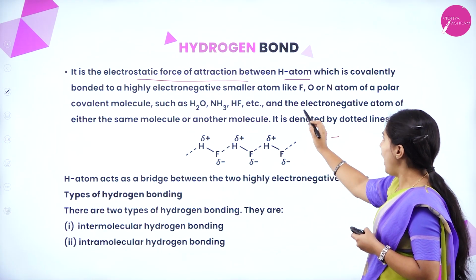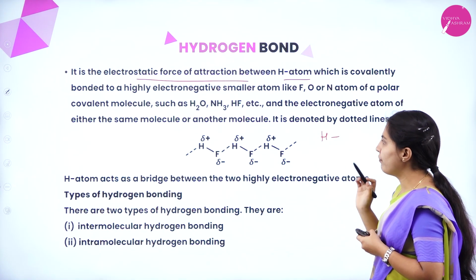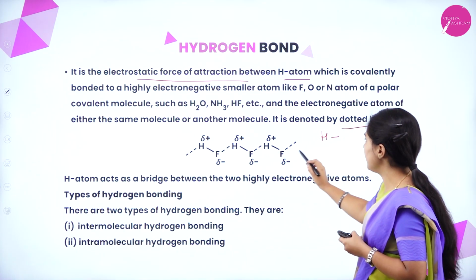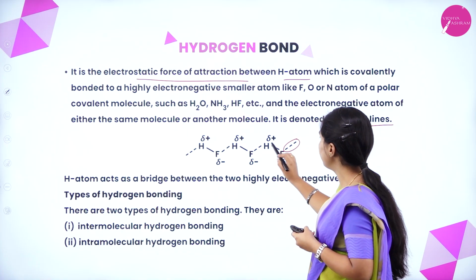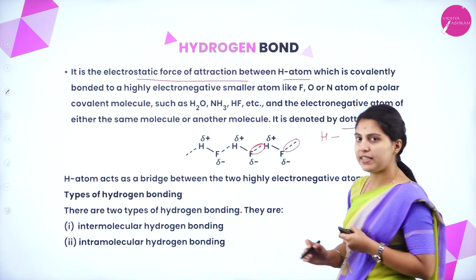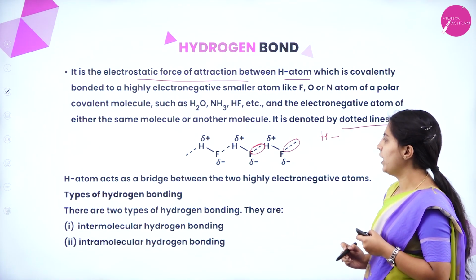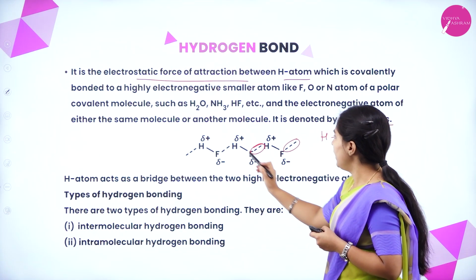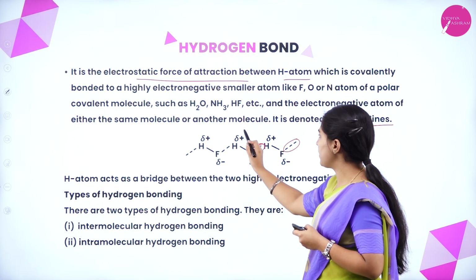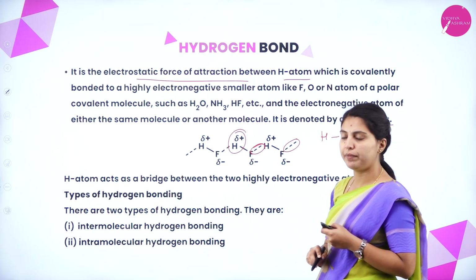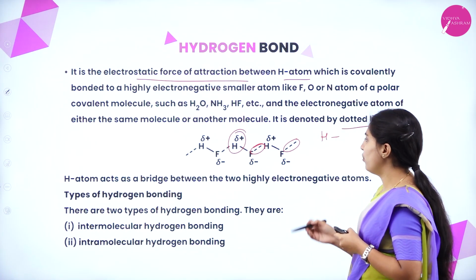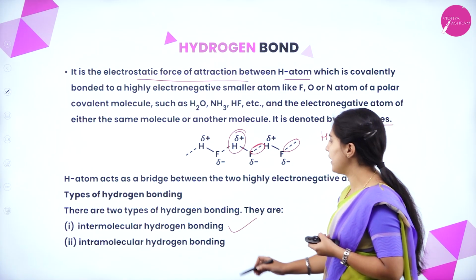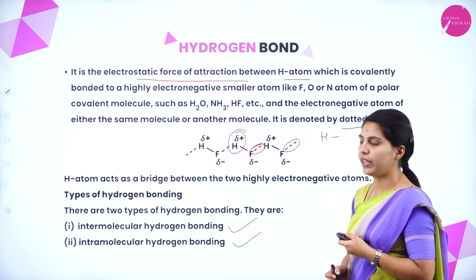The bond is formed with the electronegative atom of either the same molecule or another molecule, and it is denoted by dotted lines. See here, dotted lines are present, right? This represents the hydrogen bond. The H atom acts as a bridge between two highly electronegative atoms. So, the types of hydrogen bonding are intermolecular hydrogen bonding and intramolecular hydrogen bonding.